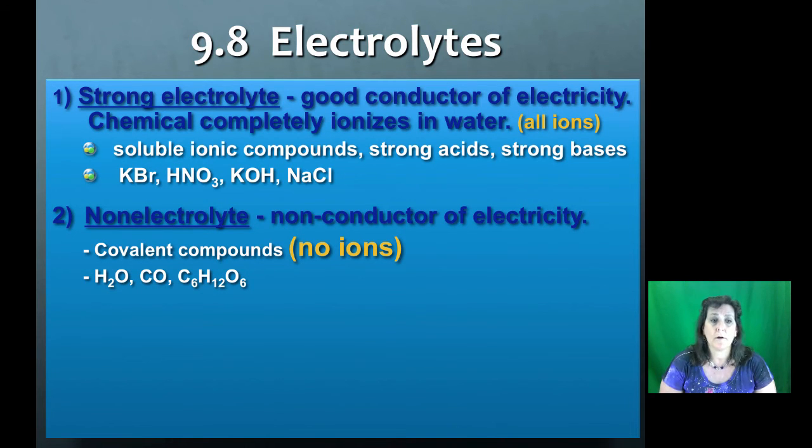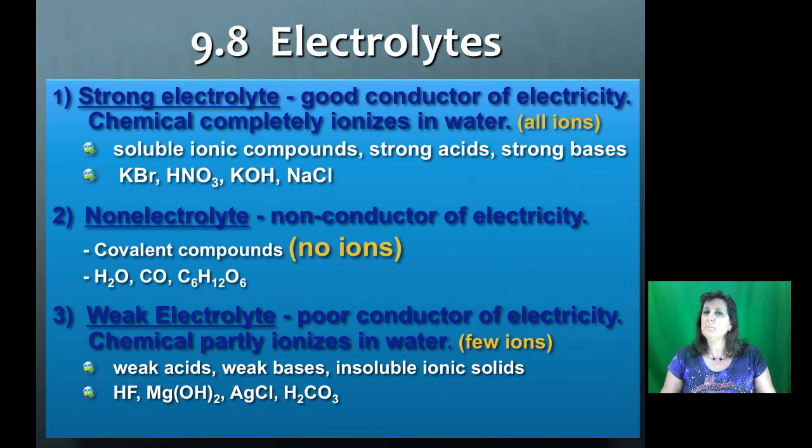Examples would be pure water, carbon monoxide, and then various sugars like C6H12O6. That's a covalent compound because it only contains carbon, hydrogen, and oxygen. So non-electrolytes. And then we have the ones in between, the ones that break apart a little bit, 1 to 5%. They do break apart just a little bit. So those are weak electrolytes.